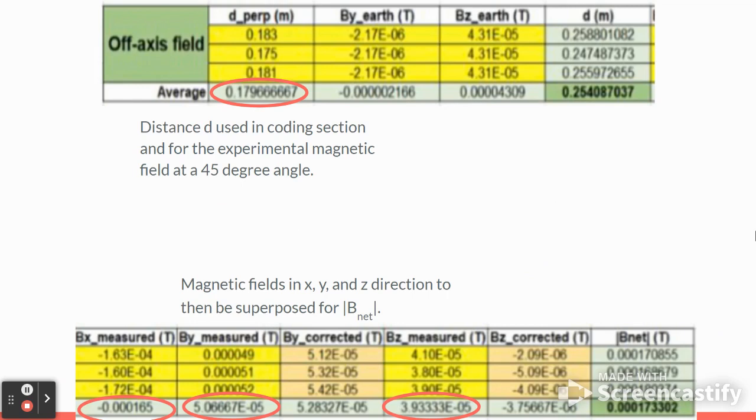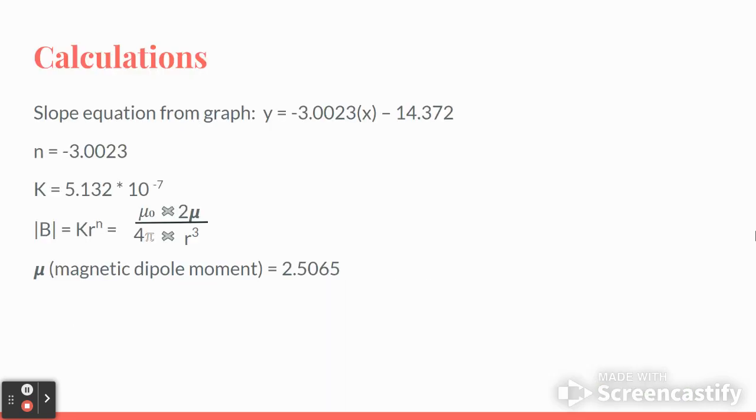This data was for my off-axis measurements, and the top red circle number is the distance d, which I used in my coding section to get the 45-degree angle magnetic field. And on the bottom, the three numbers circled in red are the x, y, and z components of the magnetic dipole we measured during the off-axis section of the data.